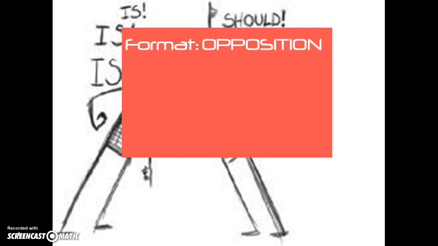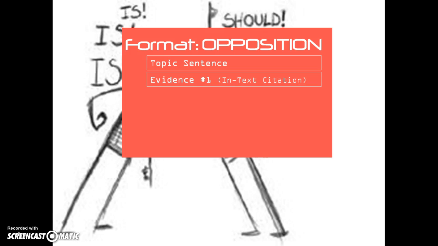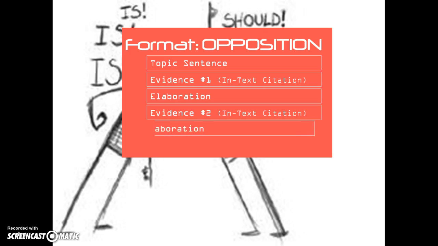So how are we going to do this? Well, you're going to format an opposition paragraph as your first body paragraph. Remember that the opposition is when you address the opinions that those who disagree with you might have. So you're going to talk about what other people might think is true, and then explain to them why they're wrong in thinking that. And in this paragraph, you'll start with a topic sentence, move on to your first piece of evidence, then your elaboration, a second piece of evidence, and then further elaboration, and then transition to the next part of your essay.